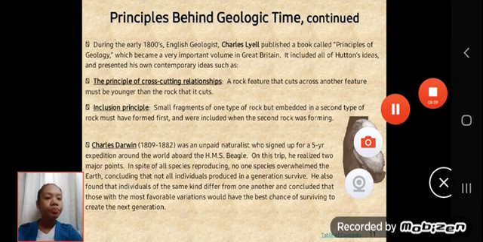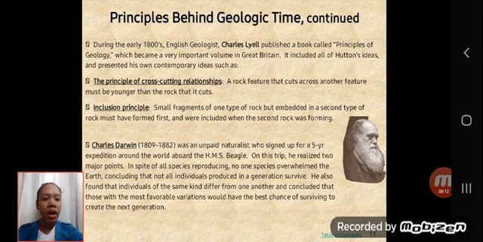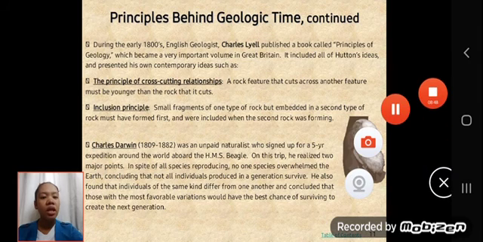So, next we have Charles Darwin. He was an unpaid naturalist who signed up for a 5-year expedition around the world aboard the HMS Beagle. On this trip, he realized two major points. In spite of all species reproducing, no one species ever overran the earth, because not all individuals produced in a generation survive. He also found that individuals of the same kind differ from one another, and concluded that those with the most favorable variation would have the best chance of surviving to create the next generation.